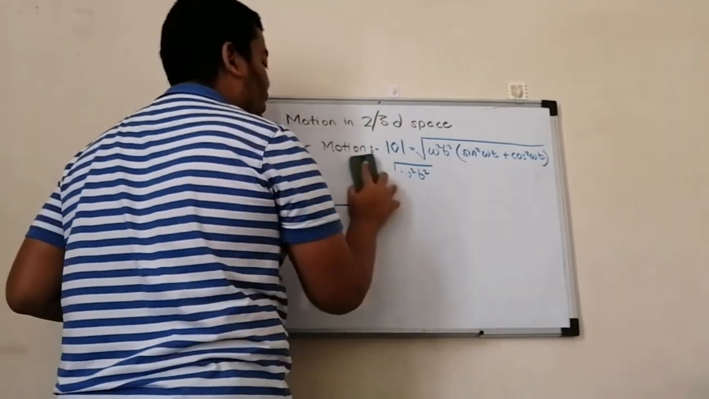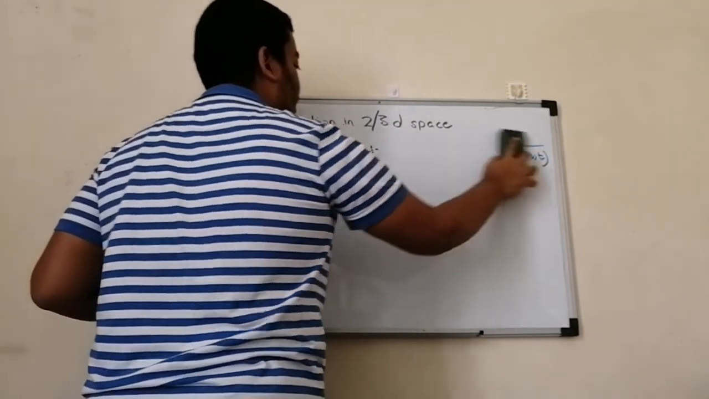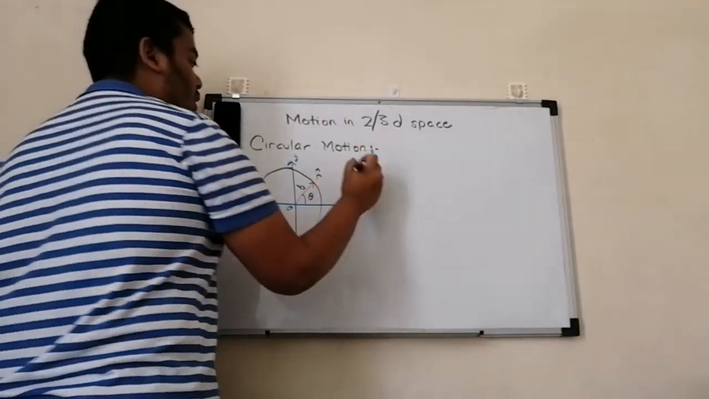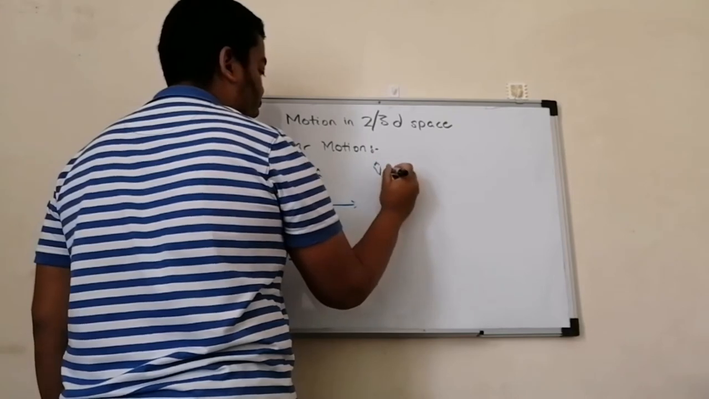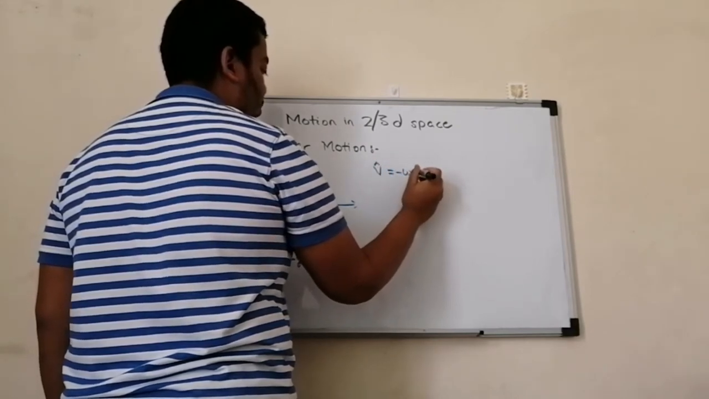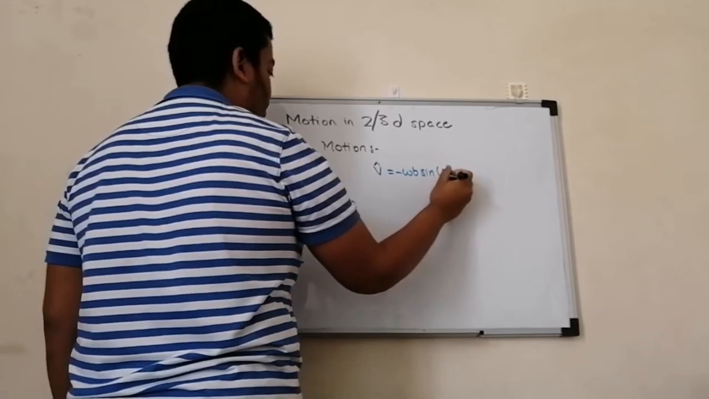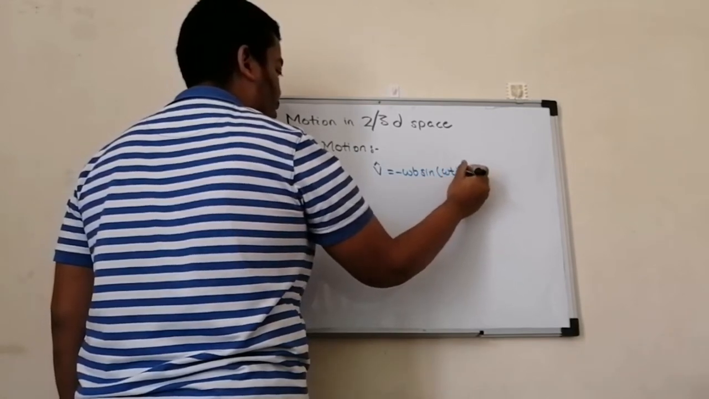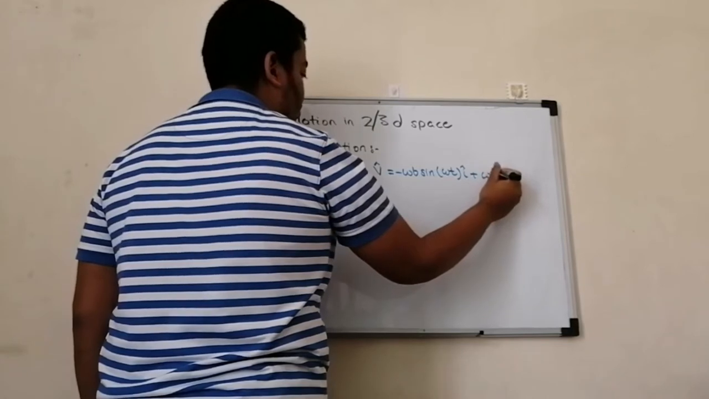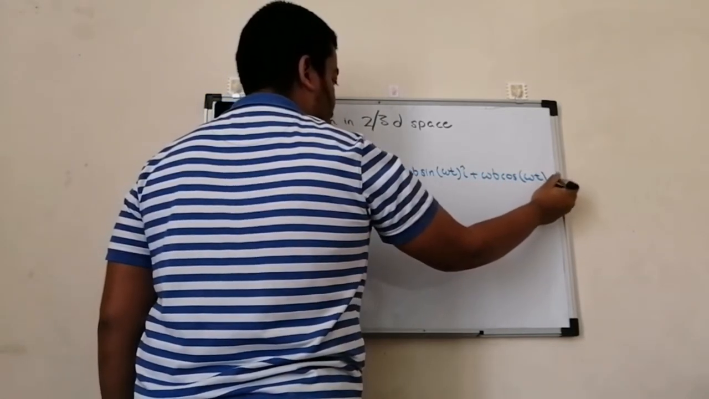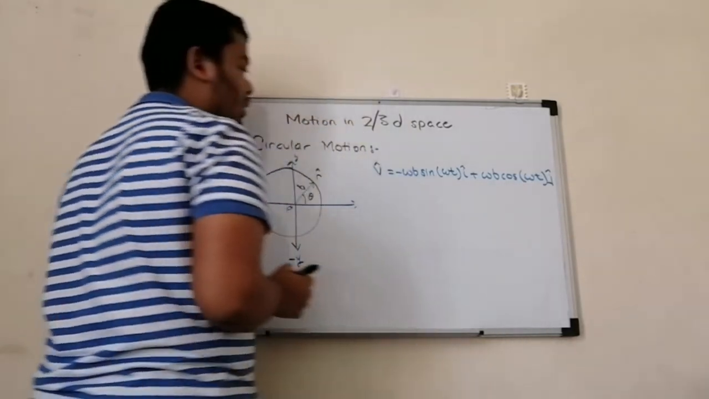We'll keep this in our mind. We'll leave this for later. We all knew what the velocity vector was. The velocity vector was given by negative w b sin(wt) i plus w b cos(wt) j. This was the velocity vector, okay?